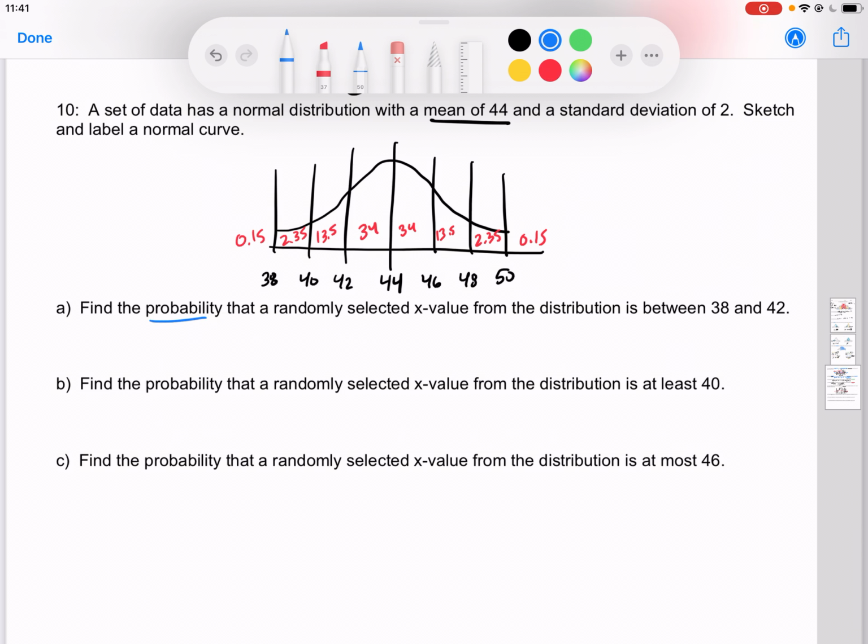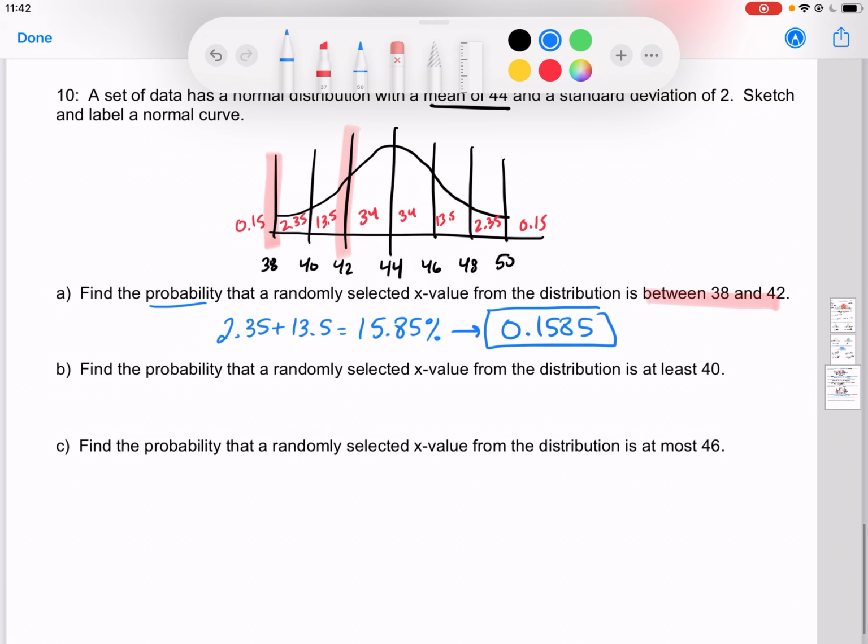And once again, the wording says probability, so those are all the percentages, so we're going to have to convert after we find our answer. So we've got between 38 and 42, right here. For this problem, we're just going to go ahead and add those two in between. So we've got 2.35 plus 13.5, which is 15.85%, or because it's probability, the probability is 0.1585. All right, let's go to the next one.